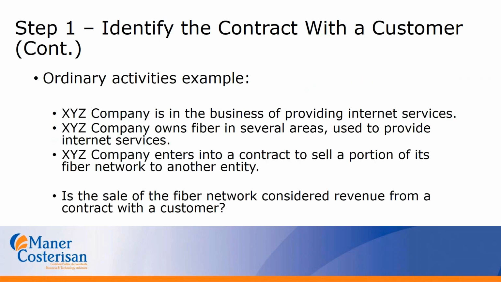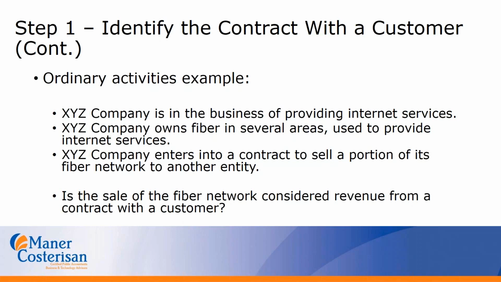So if we take a step back to what the definition of a contract with a customer is, you will notice the definition states it is a contract for goods or services that are an output of the entity's ordinary activities. So what is considered the entity's ordinary activities? Well, let's take a look at a simple example which will better explain what the FASB means by ordinary activities for a telecommunications entity.